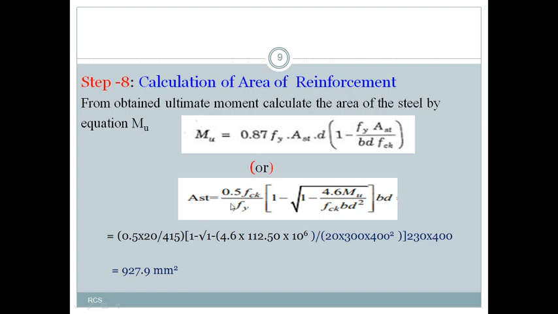same answer. So for this calculation, in this design of a cantilever beam, I have chosen the second equation. I feel comfortable with this equation, that's why I have taken this. So substitute here 0.5 into FCK is 20, Fy is 415, and 5 into 1 minus under root of 1 minus 4.6 into Mu, which is 112.50 into 10 power 6 by 20 into 300 into 400 square, and the whole multiplied by B into D. Sorry, the B is 300 and D is 400. Just correct it, please, dear students. After calculating this, we'll get the area of tension reinforcement required, that is 927.9 mm square.